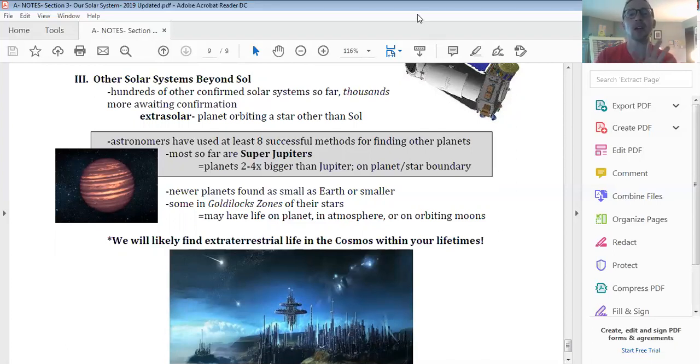Okay, let's take a quick break and answer question number 25, which will be the last question for this part of the notes. Here we go. Question 25. This is a term for a planet orbiting a star other than our own sun.